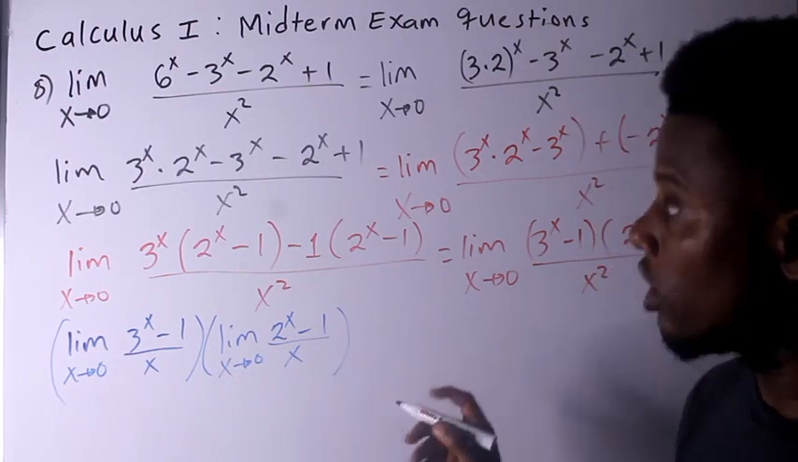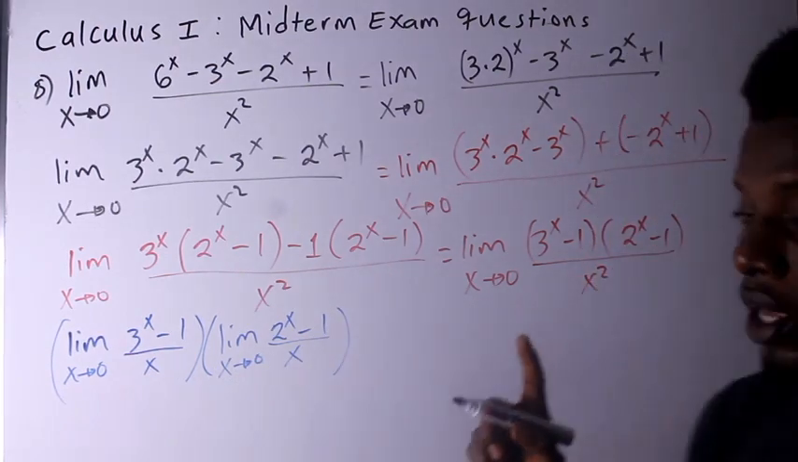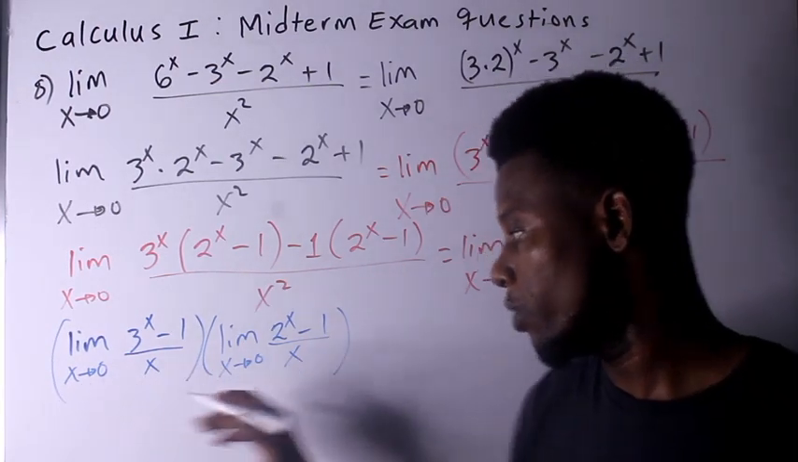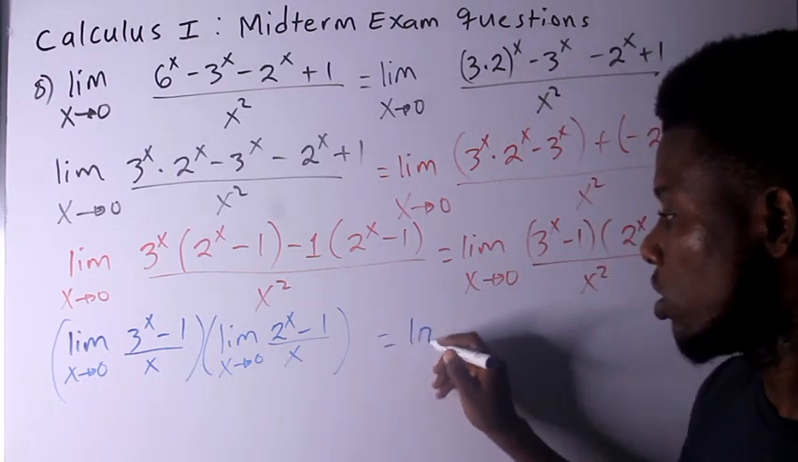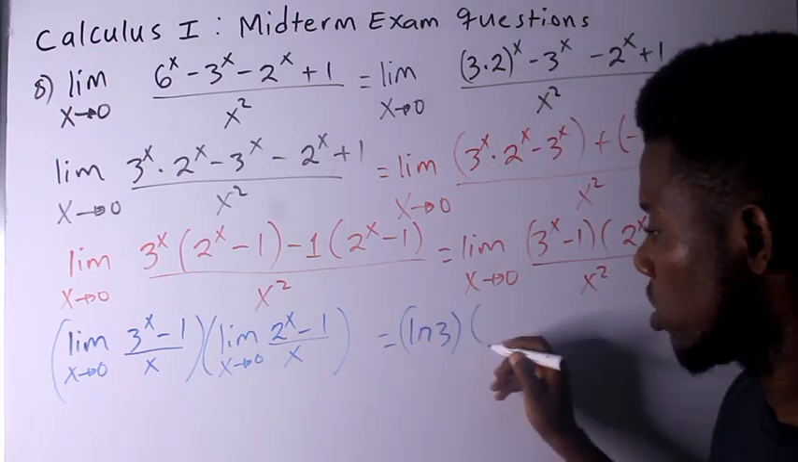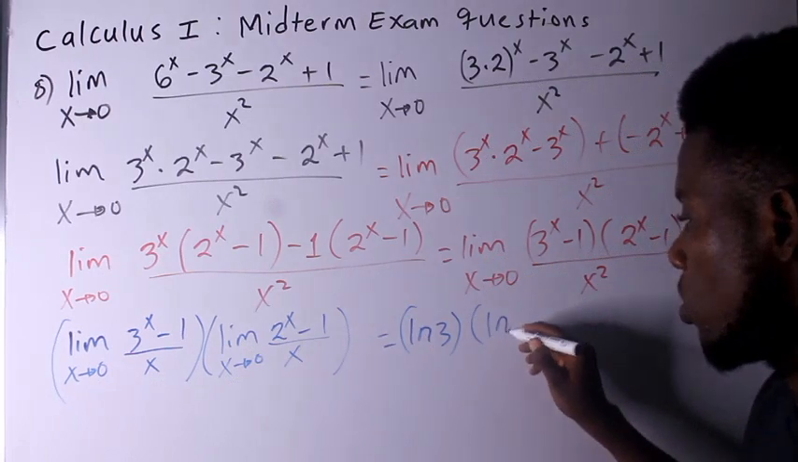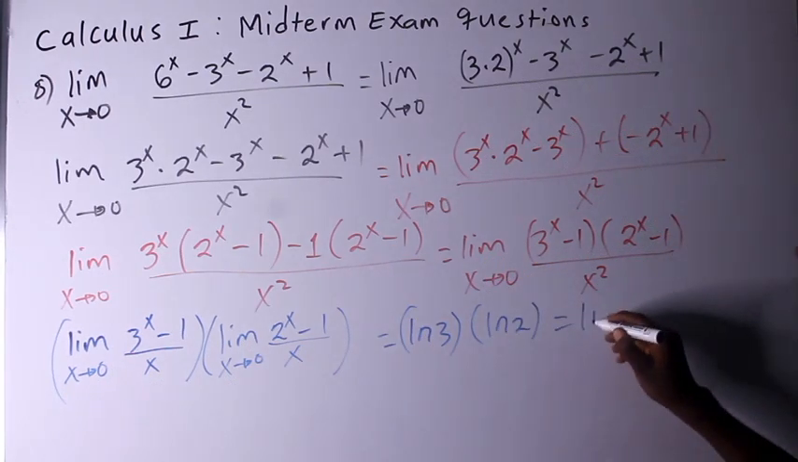So if I do that, according to our rule that we have, this will give you the ln of 3. So this is the ln of 3, and this one is the ln of 2. So the final answer is ln of 3 times ln of 2.